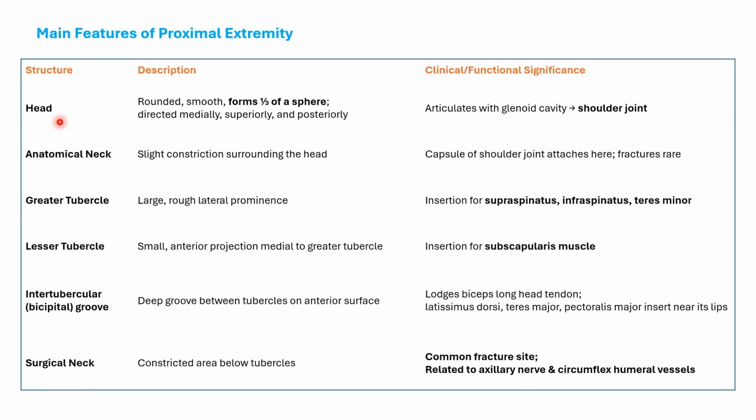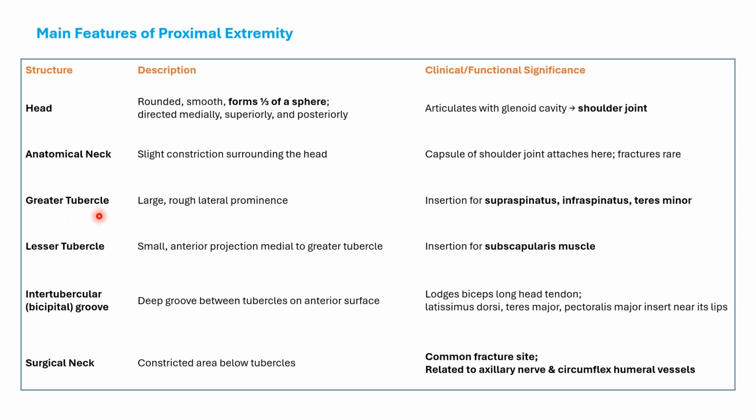Okay, now we expand them. The head is a rounded, smooth articular surface, forms 1/3 of a sphere, and is directed medially, superiorly and posteriorly. The head of the humerus articulates with the glenoid cavity and forms the shoulder joint. The second one is the anatomical neck. It is a slight constriction surrounding the head, and it's important because the capsule of the shoulder joint attaches here, but fractures are rare at the anatomical neck.